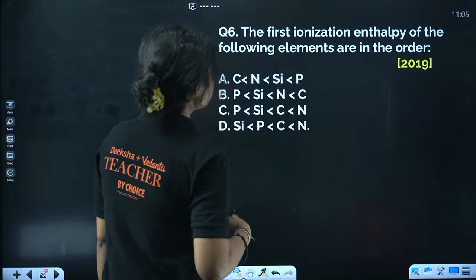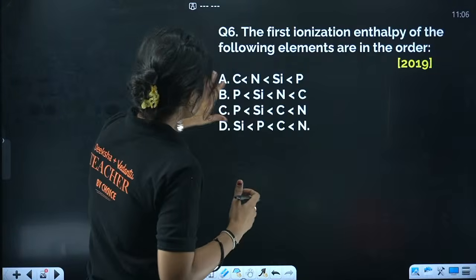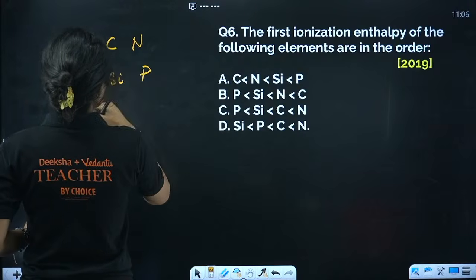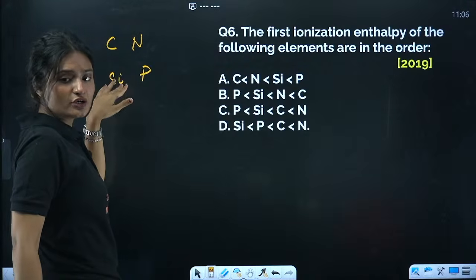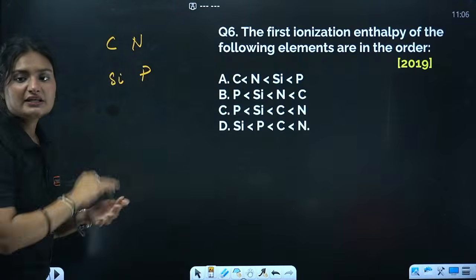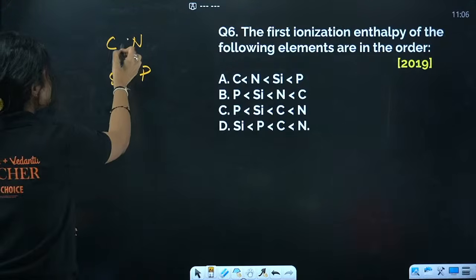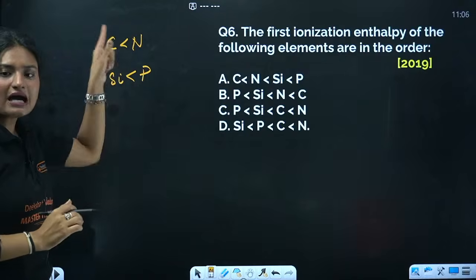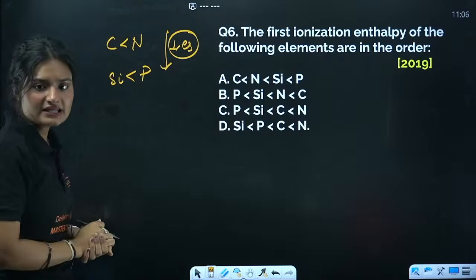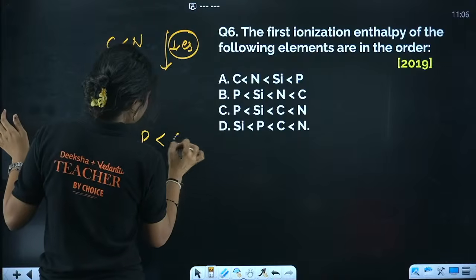Next question. The first ionization enthalpy of the following elements are in the order. First one. Okay, see, carbon, nitrogen belong to the same period. Silicon, phosphorus belong to the same period. Same sequence, right? Silicon is lying below carbon and phosphorus is lying below nitrogen. Now see here, along a period, what is the trend of ionization energy? Along a period, ionization energy increases. Clear? Down the group, ionization energy decreases. So that means the order should have been this: silicon, phosphorus, carbon, nitrogen.